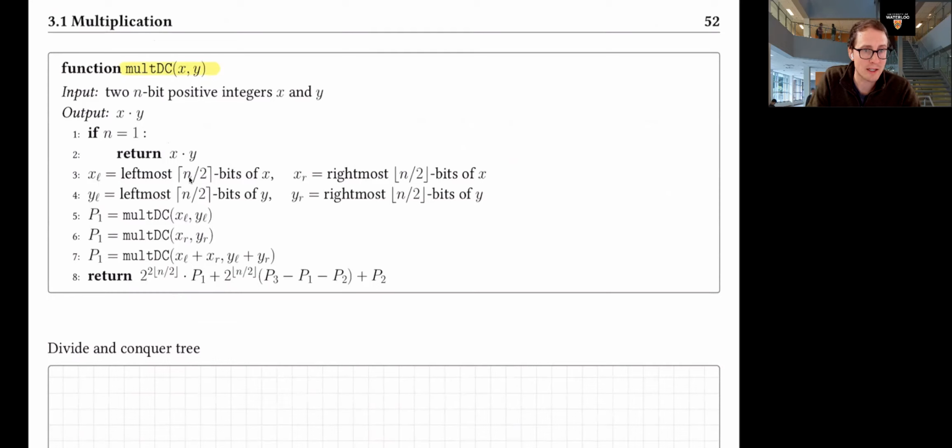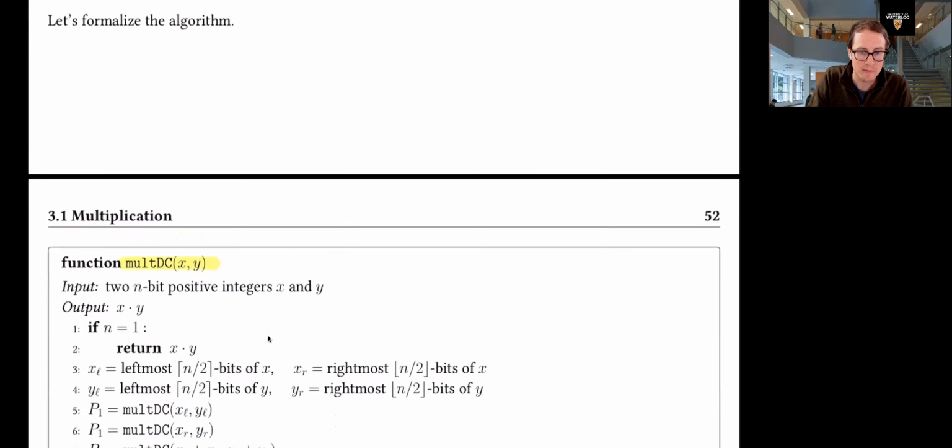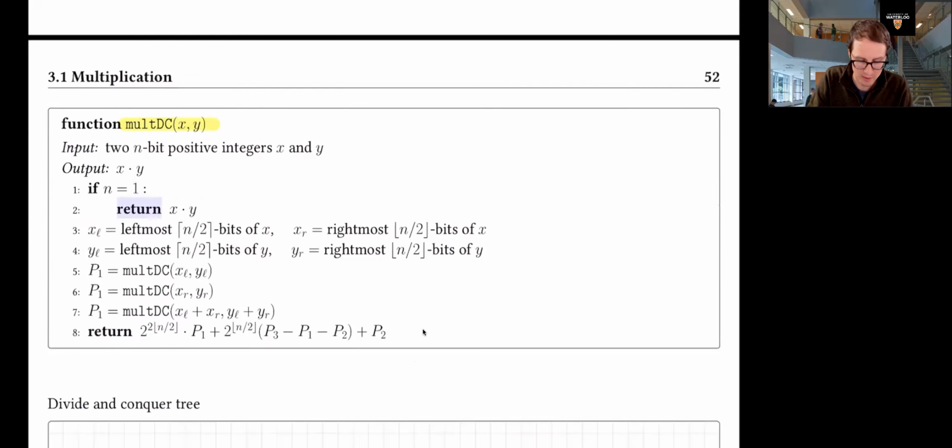Otherwise, we define x left to be the ceiling of n/2, the leftmost ceiling n/2 bits, and x right to be the remaining ones, which will be the floor of n/2 bits, the rightmost. And then we do the same thing with y left. Then we compute those three different products: x left times y left, x right times y right, and then x left plus x right times y left plus y right.